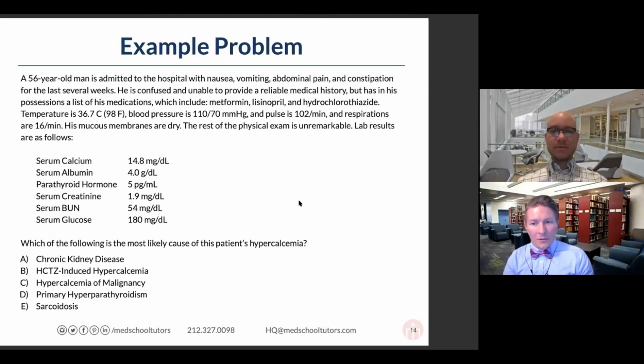So this is a bit of a tricky question insofar as they're giving us a patient with some abnormal lab values, but not much of a clinical history. Now, he has medications on board, which can help us to maybe come to a conclusion. And a lot of students are already kind of throwing out here, maybe this is hydrochlorothiazide induced. Here's the thing though, this patient's calcium value is inordinately high.